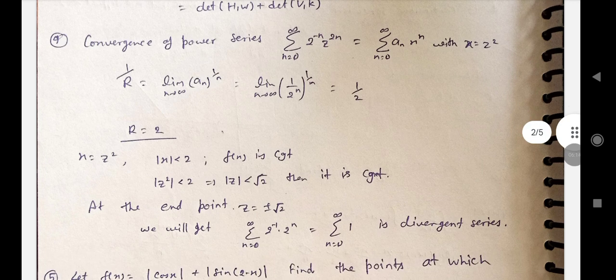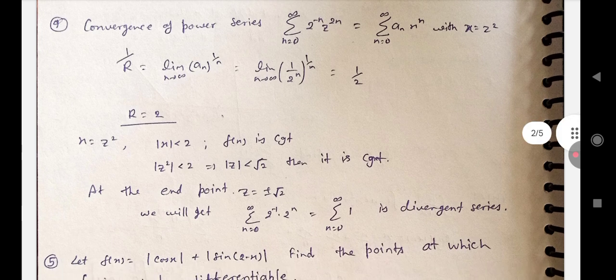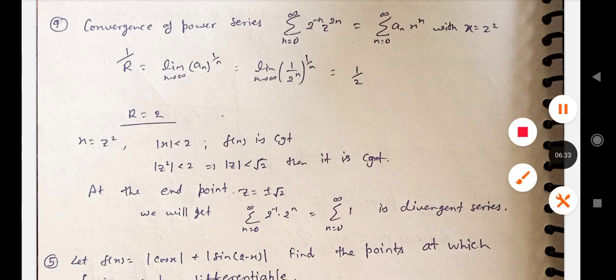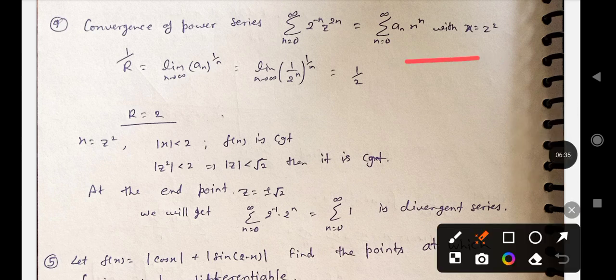Convergence of power series. The power series is given by 2 power minus n z to the power 2n. So we can write this as a_n x^n, where x is z squared. Now we know from complex analysis the radius of convergence, so we can use that. The radius of convergence is defined like this: 1 upon r equals this limit. So we will get simply 1 by 2. So the radius is 2.